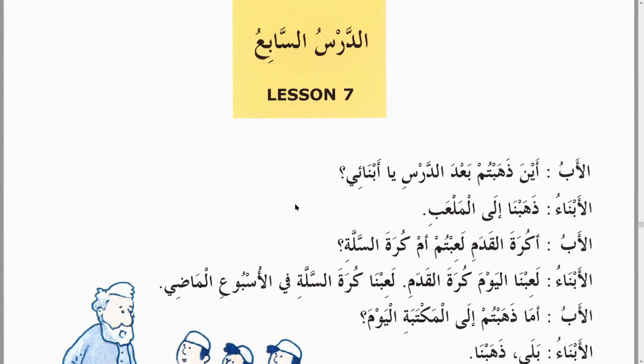الدرس السابع. الأب. The father says, أين ذهبتم بعد الدرس يا أبنائي. Right, ذهبتم. When you're speaking to someone and it is plural, it is ذهبتم. أين ذهبتم بعد الدرس يا أبنائي.